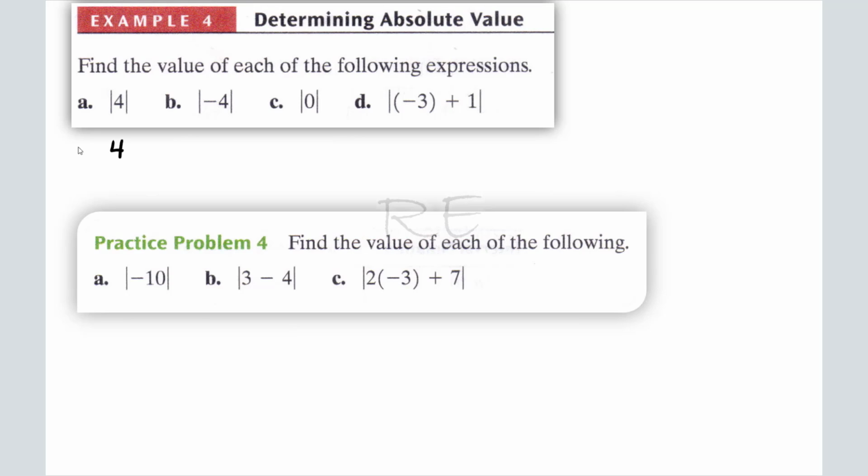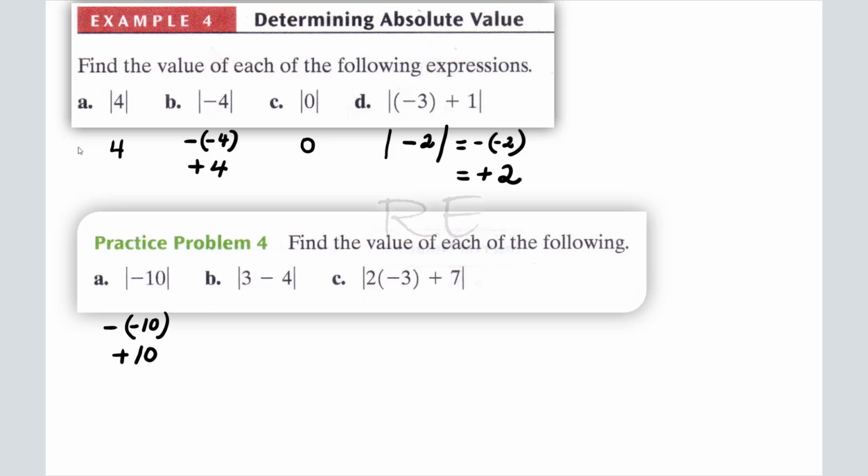The absolute value of positive 4 is 4. The absolute value of negative 4 is minus negative 4, which is positive 4. The absolute value of 0 is 0. 0 is at the center of the number line. Negative 3 plus 1 is negative 2. The absolute value of negative 2 is minus negative 2, which is positive 2. Always operate within the absolute value first and then take the absolute value.